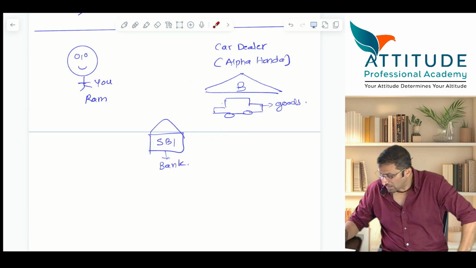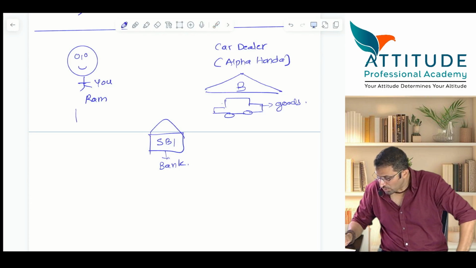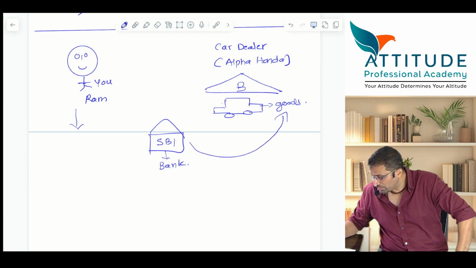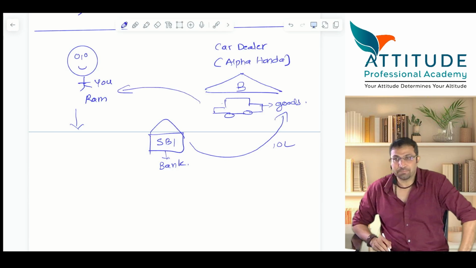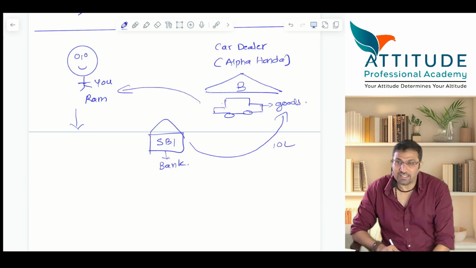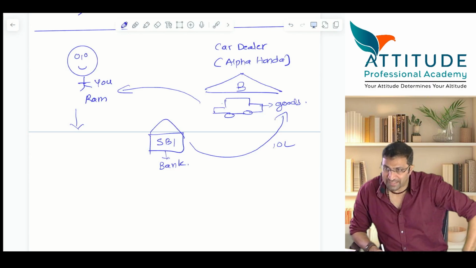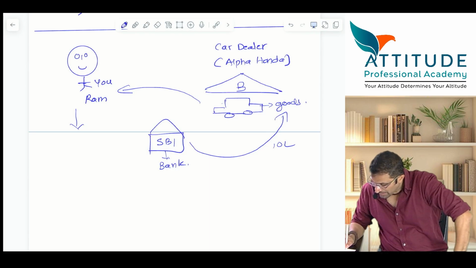Understood? Now guys, tell me, in your books, when you purchase the car, who paid the money? The bank paid the cash. So the bank is giving a check to whom? 10 lakhs to Alpha Honda, and you get the car. What is the entry in your books? Assume you are Ram. What did you get? Car. Car account debit. Asset increases.